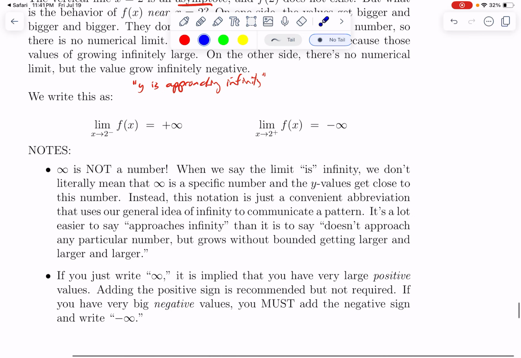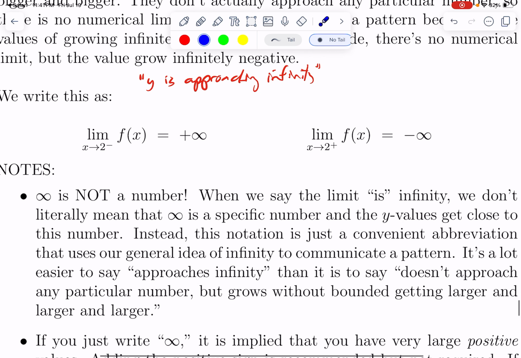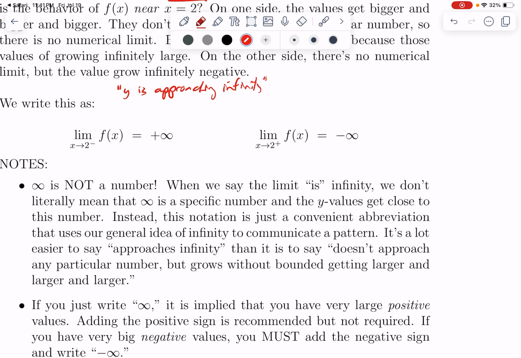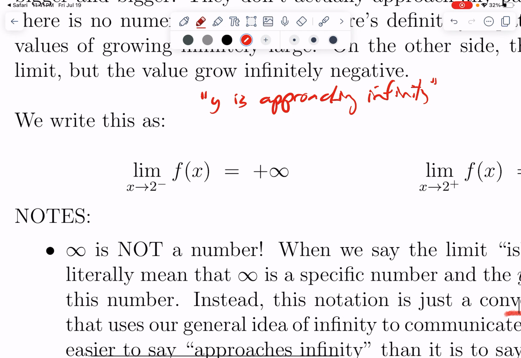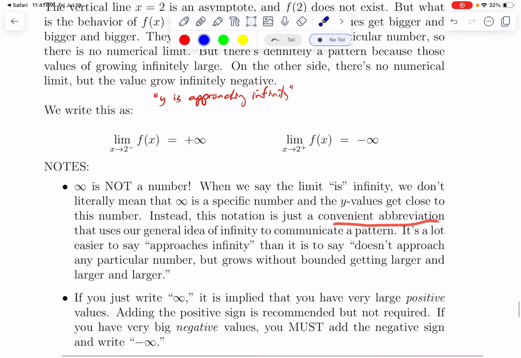So a couple of notes here. First, infinity is not a number. Here we're saying that this limit is infinity, but that doesn't literally mean there's a number called infinity and this limit is equal to that number. This is not a numerical statement. It's actually just a convenient abbreviation. Instead of saying these values get bigger and bigger and grow without bound, but there's no actual limit, we abbreviate that by saying they're approaching infinity. The limit is infinity. We're not actually talking about a number. We're sort of cheating a little bit to give the idea. Same with negative infinity.